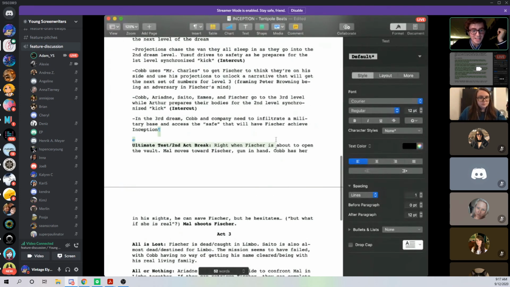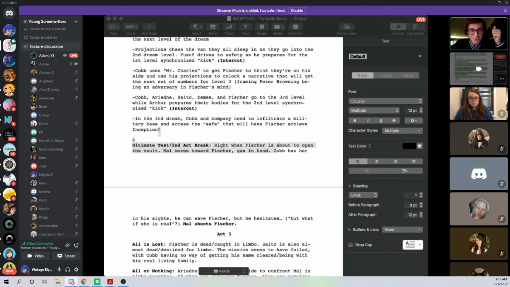But by the time they're at the safe, with Robert Fisher's subconscious on their side, they know that they're so close. They're deep enough to plant the idea. They're at the safe. Oh my God, Cobb's ex-wife, Mal, or her subconscious manifestation, is raising a gun to Fisher. Cobb has a gun on her, and he hesitates for a moment. This is his ultimate test, where he fails.